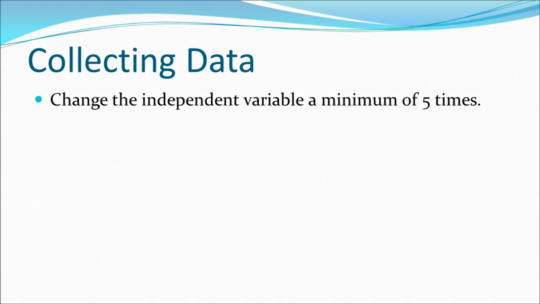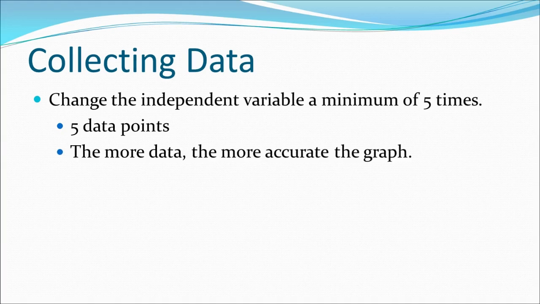When we collect data, we need to follow a set of very specific guiding tips. When we are in a lab situation, it's required that we change the independent variable a minimum of 5 times. That's going to give us 5 data points. 5 manipulations of the independent variable gives us 5 chances to observe and record a change in the dependent variable. The more data we have, the more accurate our graph becomes.